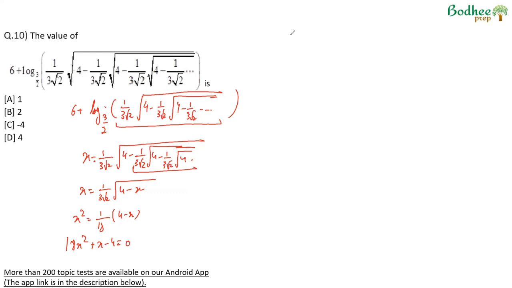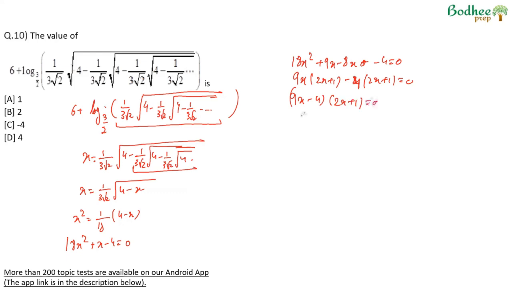18 fours are 72. So 18x square plus 9x minus 8x minus 4 is equal to 0. 9x into 2x plus 1 minus 4 into 2x plus 1 is equal to 0. So 9x minus 4 into 2x plus 1 is equal to 0. X therefore will be 4 by 9 or minus 1 by 2. Clearly it cannot be minus 1 by 2. This value will be positive and therefore x is 4 by 9.